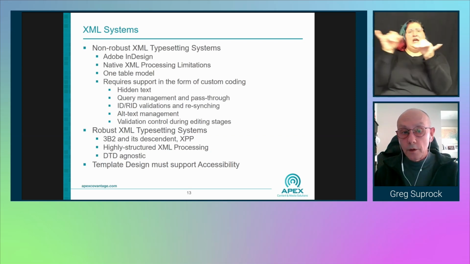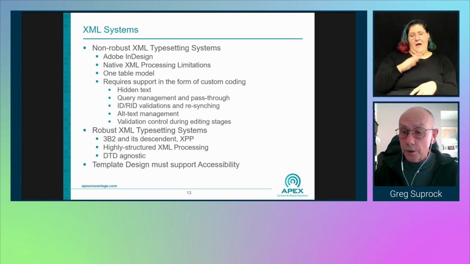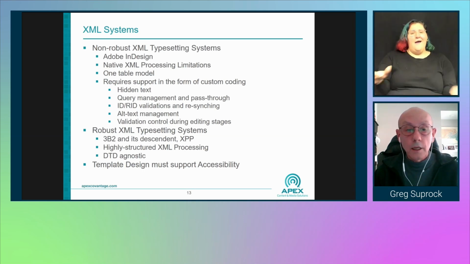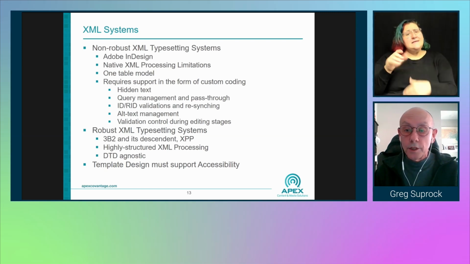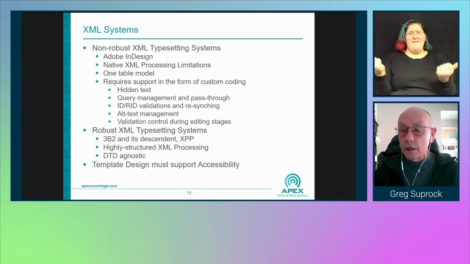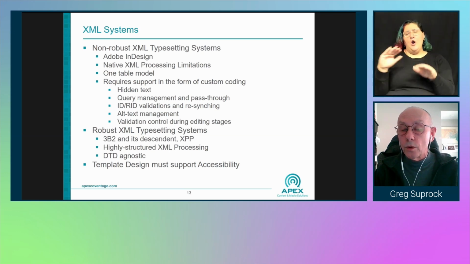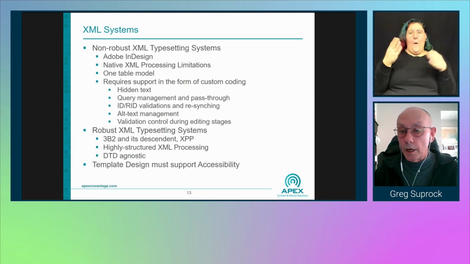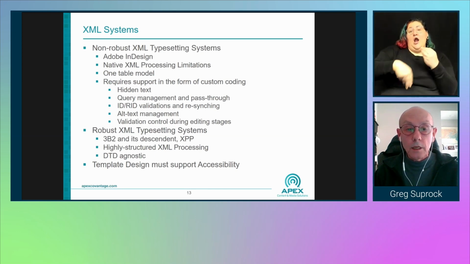There are 2 different types of XML systems that are in play at Apex. One we refer to as a non-robust XML typesetting system that would be InDesign, and it has the capability of processing XML, but it doesn't have a full range of features to be able to tighten and have very restrictive process control over how things can be handled within the InDesign documents as it is out of the box. So what we do is we make sure that we do add-ons associated with that to be able to tighten up the processing inside of InDesign.